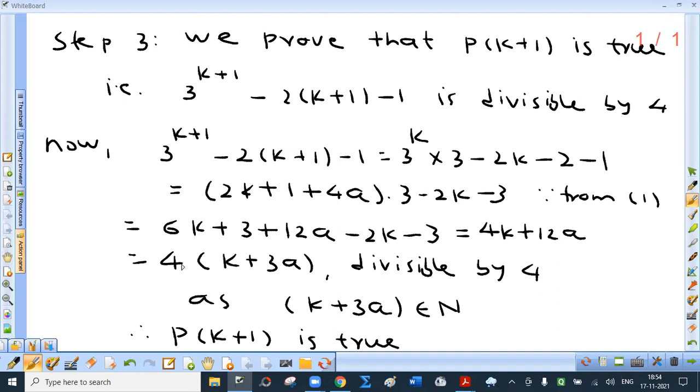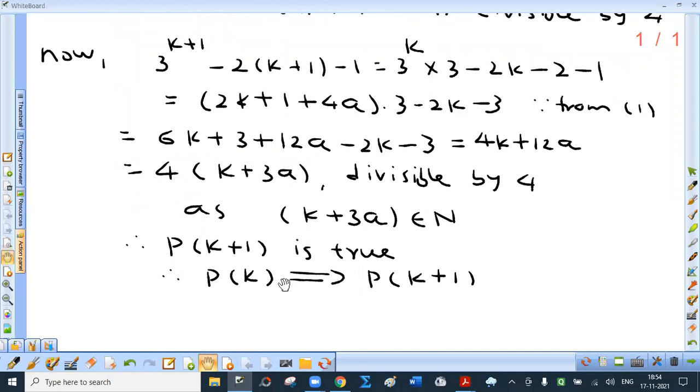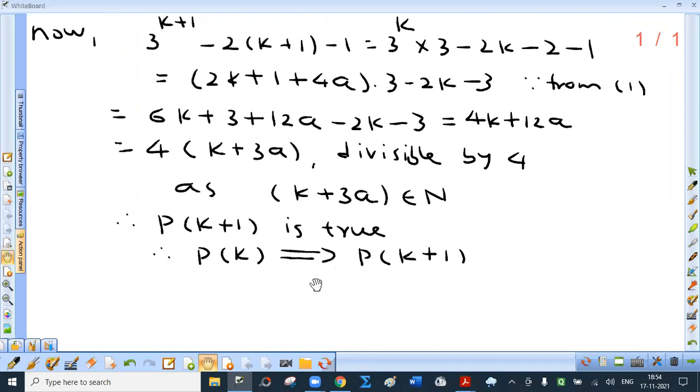Note that this is a multiple of 4 because of this factor 4, and this being a natural number. That is very important, because you can say that 3 is 4 into 3 by 4, so 3 being a multiple of 4, it is divisible by 4. No, because it is 4 into not a natural number. But here we are sure that k plus 3a is a natural number. So you have to insist on that. So this is definitely divisible by 4. So P of k plus 1 is true. You may say P of k implies P of k plus 1.